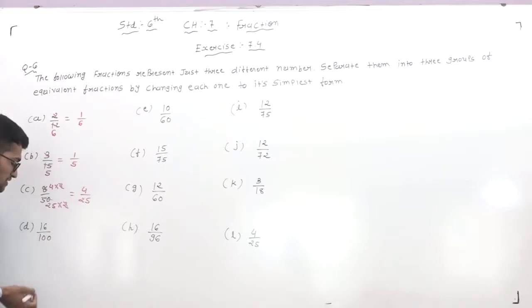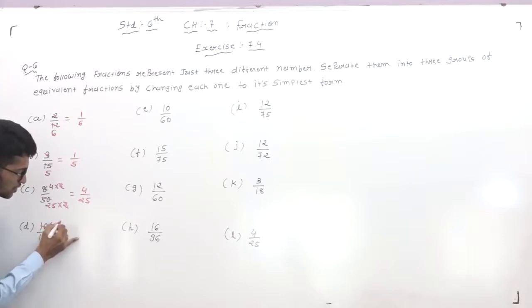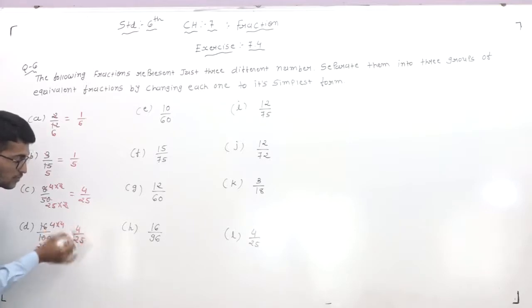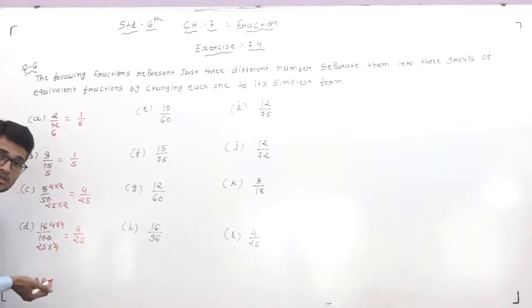Then the next one is 16/100. Dear students, if 16 is cut, then 4 4s are 16, and 100 is cut, 25 4s are 100. Again 4 4 cut, the remaining portion is 4/25. For 4 and 25, cutting is not possible, so 4/25 is as it is. This one is our simplest form of 16/100.